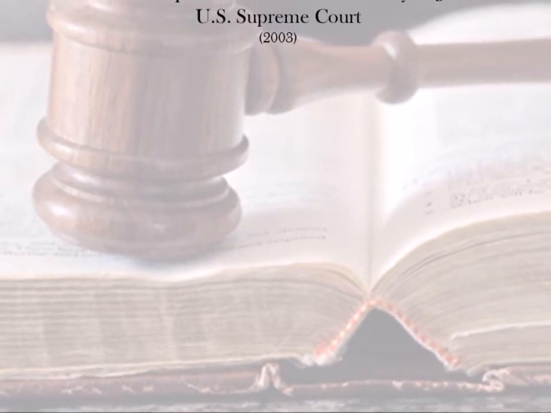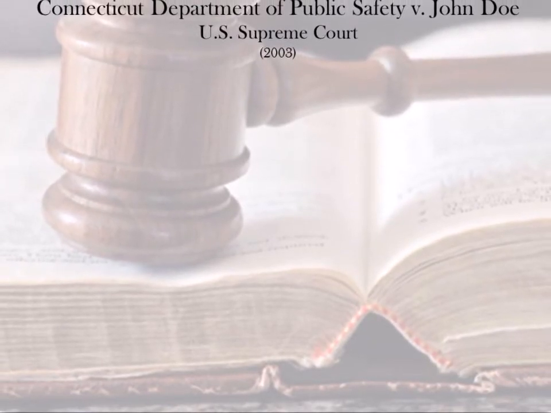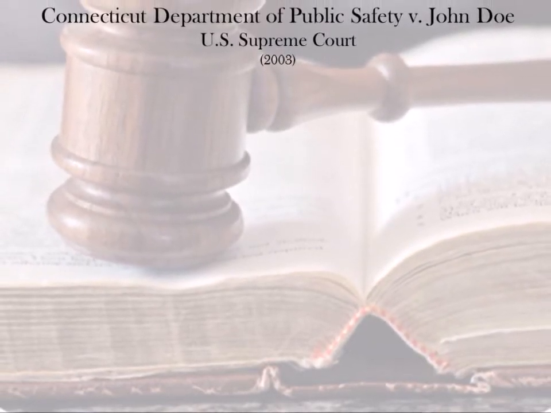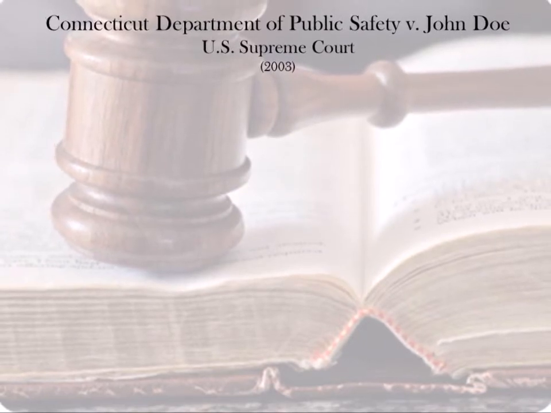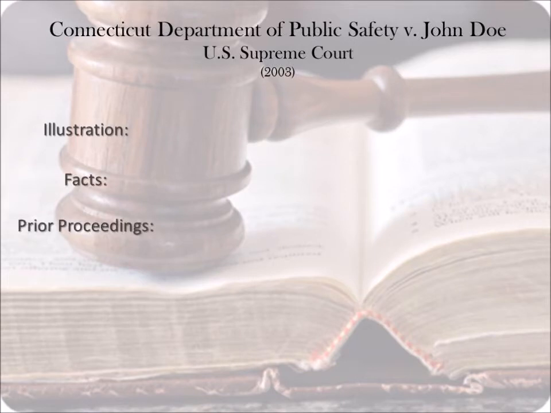What we are going to be looking for in this brief is firstly the case name, which is going to include which parties are involved in the case and the court that presided over it, as well as the year it took place. We will also be looking for an illustration, facts, prior proceedings, issue and ruling, and lastly, the court's rationale.